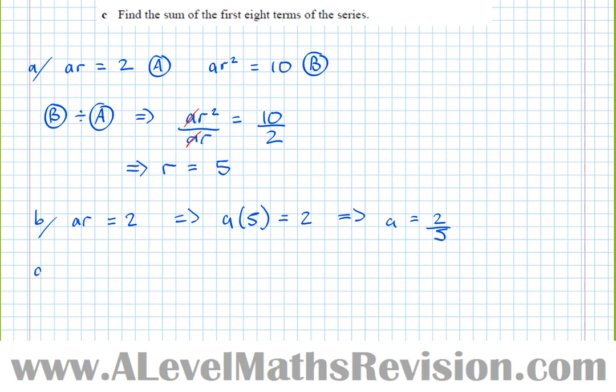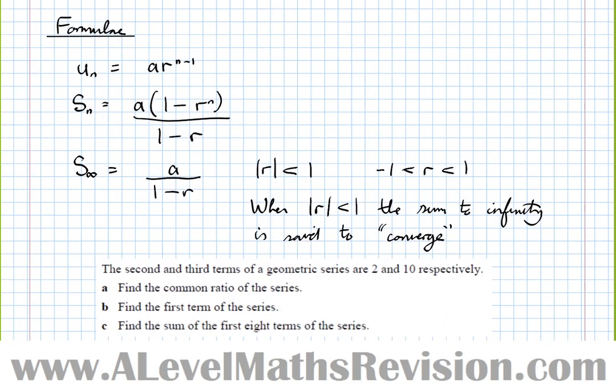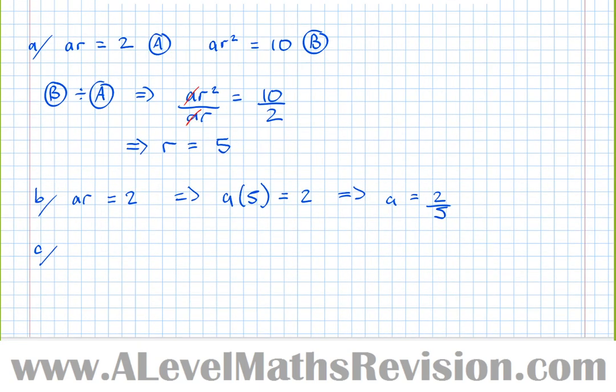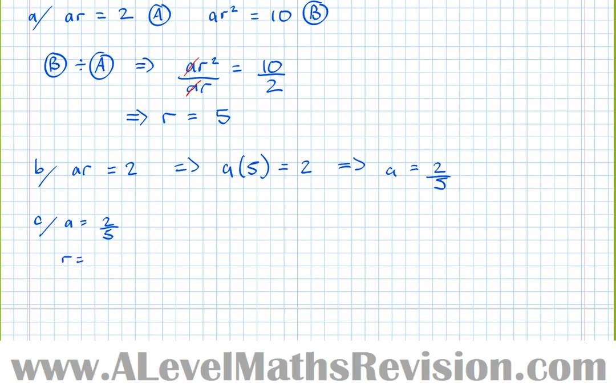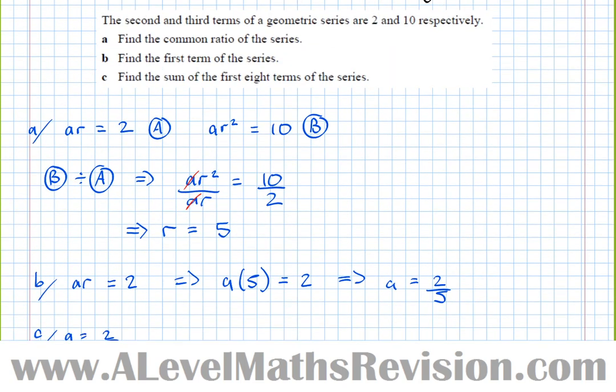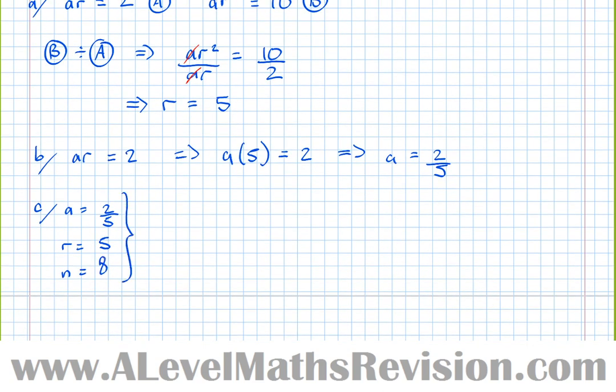And then part C, find the sum of the first 8 terms of the series. Again, you could look at your formula booklet, but it's this formula here. We're going to use the sum of the first 8 terms. So we've got A equals 2/5, R equals, we said, 5, and the number of terms that we're summing is 8. So the sum of the first 8 terms equals A times 1 minus R to the n, so 5 to the power of 8, over 1 minus R.